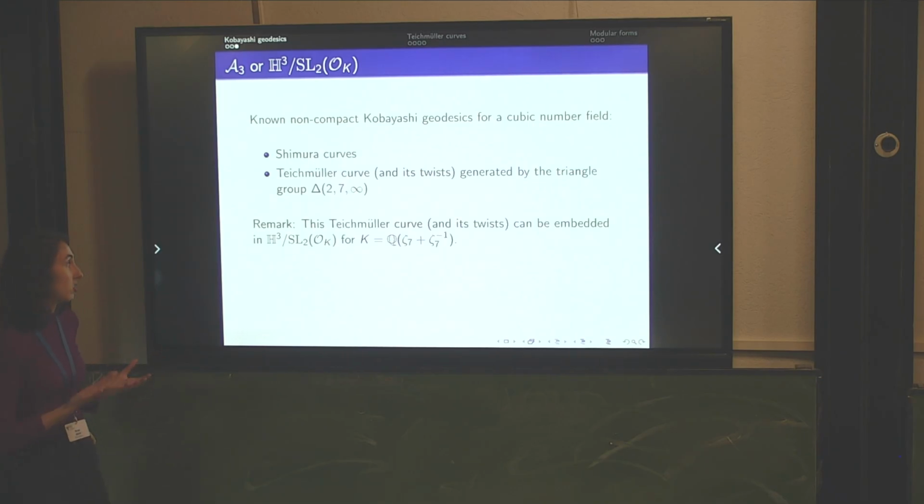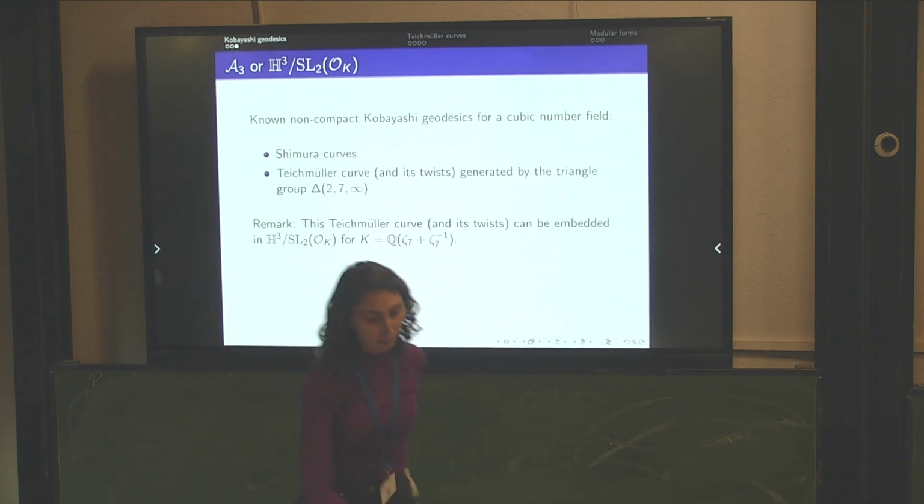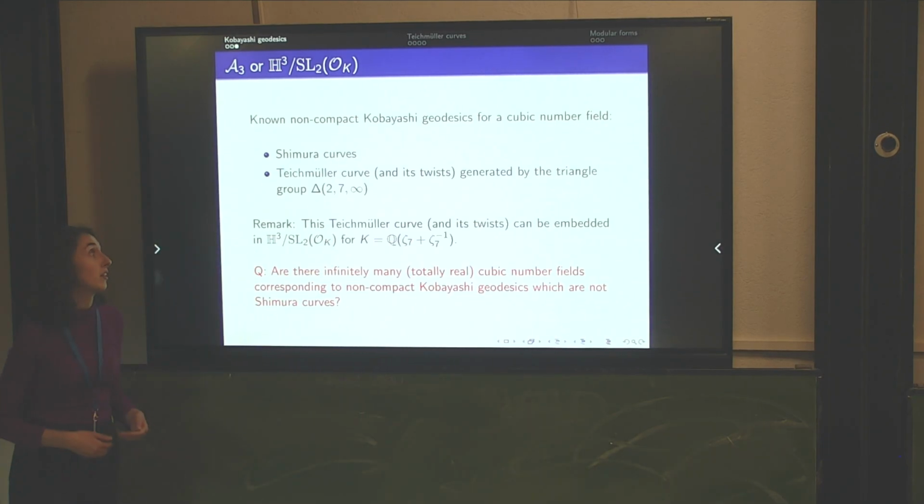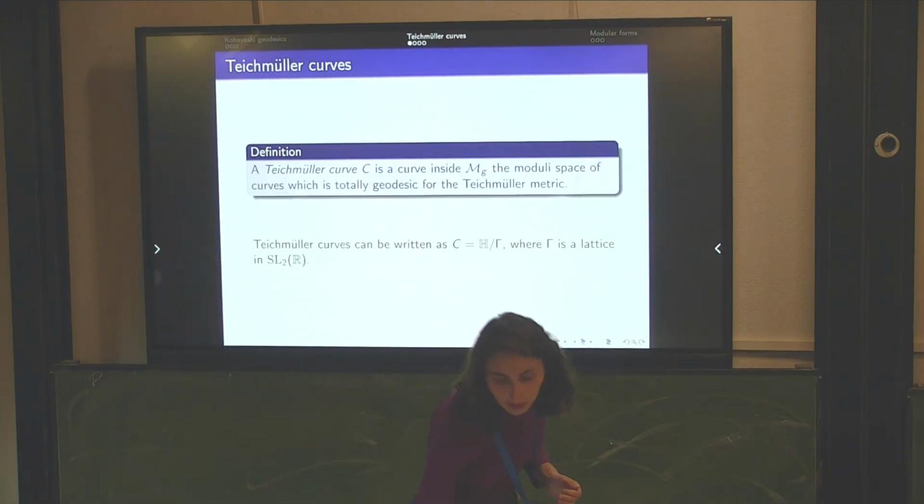So the next question would be, what about other number fields? Are there any other cubic number fields which have a Kobayashi geodesic which is not a Shimura curve? And this is kind of the leading question for my project. So how do we do it? Well, first of all, we have to include the Teichmüller curve into a Hilbert modular variety and then try to describe it with something. Something will turn out to be modular forms, which we can then apply to different number fields. And so let me show you concretely what this means.